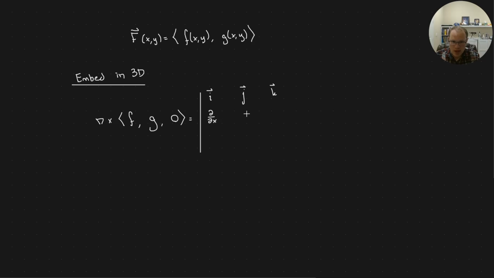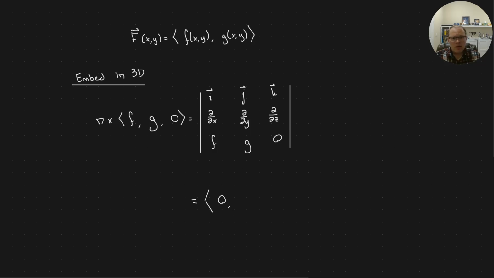So partial x, partial y, partial z, f, g, 0. So if I take the determinant here, and I'll go kind of quick for this first component, partial derivative of 0 with respect to y is 0, minus partial derivative of g with respect to z. Well, g is a function of x and y. There's no z's in there, so that'll also be 0. So my first component is 0.